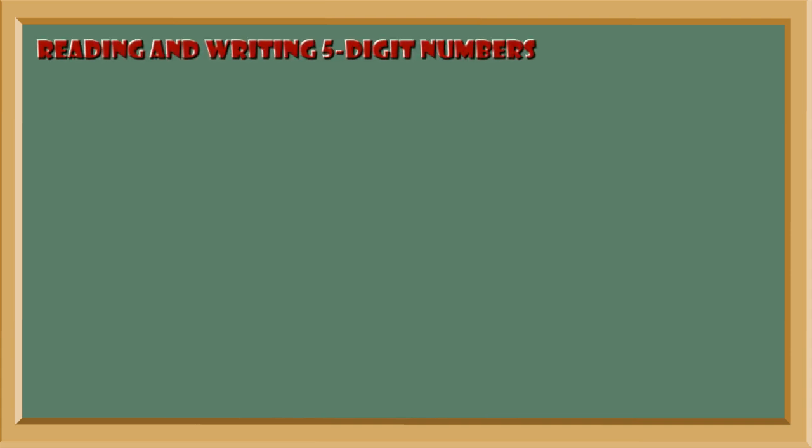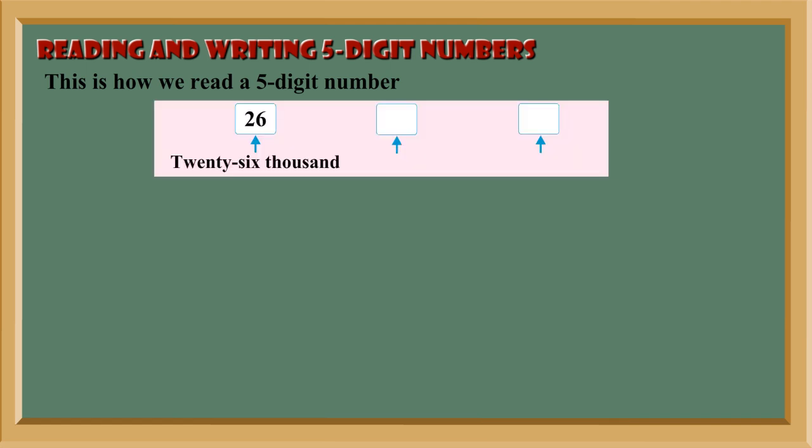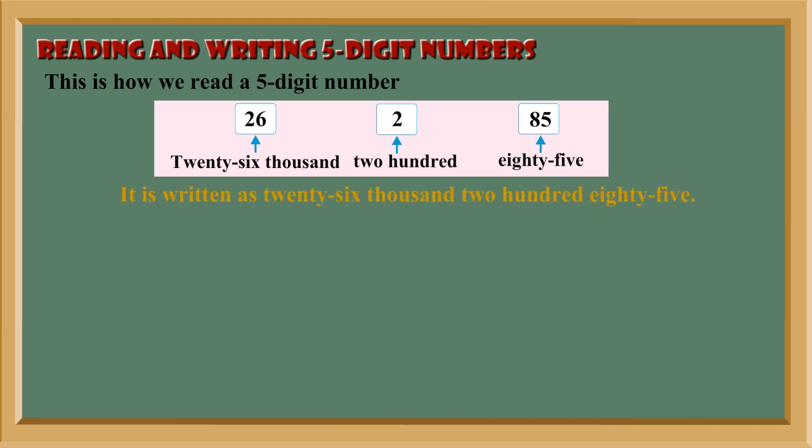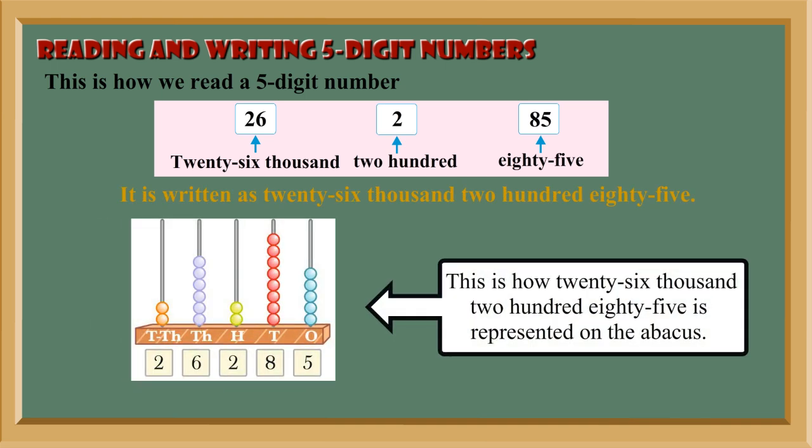Reading and writing 5-digit numbers. This is how we read a 5-digit number. 26,285. It is written as 26,285. This is how 26,285 is represented on the abacus.